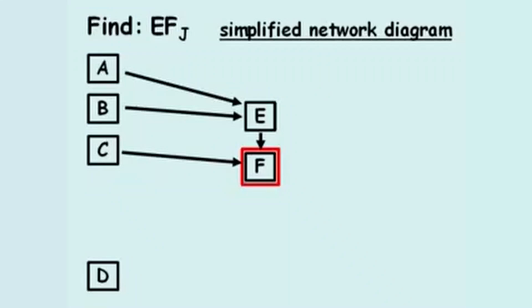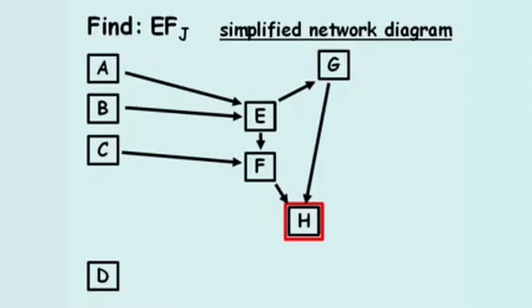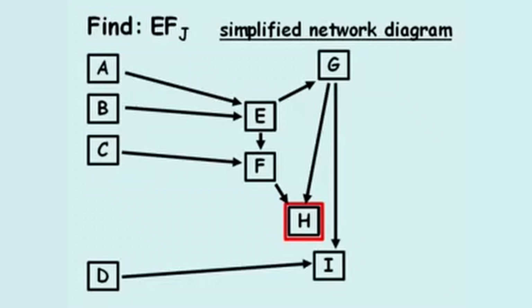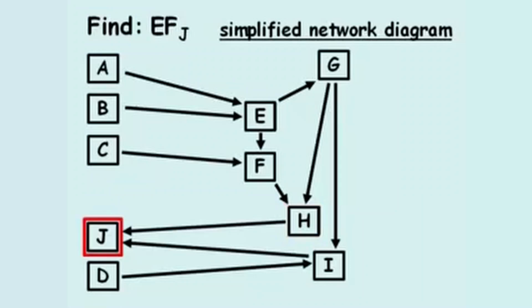Activity E is the only predecessor of activity G, and activities F and G are the predecessors of activity H. Activities D and G are predecessors to activity I, and activities H and I are the predecessors to activity J.